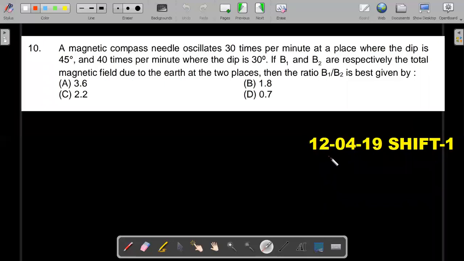So we are into 12th April 2019, shift 1 now. A magnetic compass needle oscillates 30 times per minute at a place where the dip is 45 degrees and 40 times per minute where the dip is 30 degrees. If B1 and B2 are respectively the total magnetic field due to Earth at two places, then the ratio of B1 by B2 is best given by, so approximate answer he's asking.